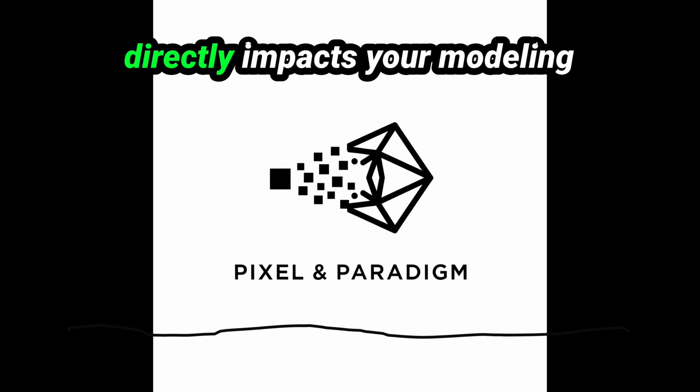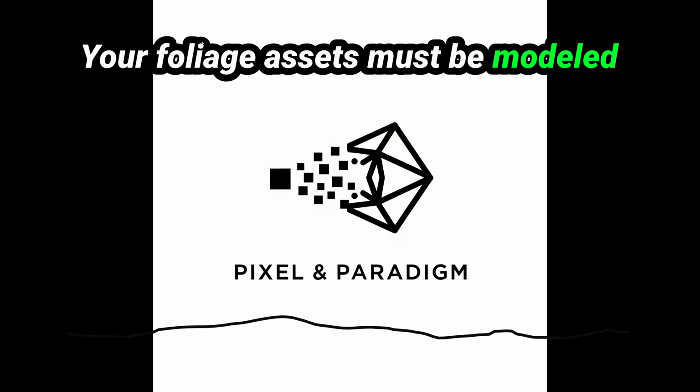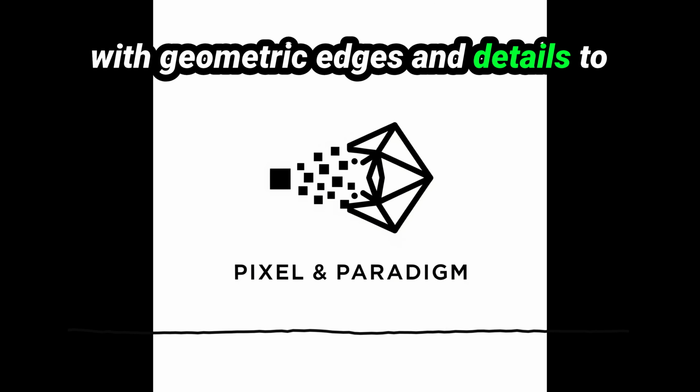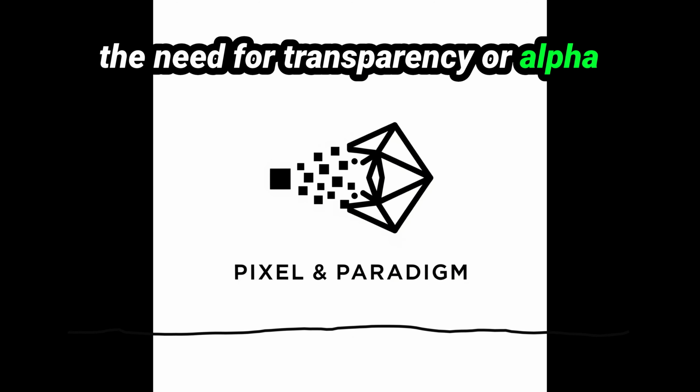And this preference directly impacts your modeling approach back down the chain. Your foliage assets must be modeled with geometric edges and details to minimize, or ideally entirely eliminate, the need for transparency or alpha masks.